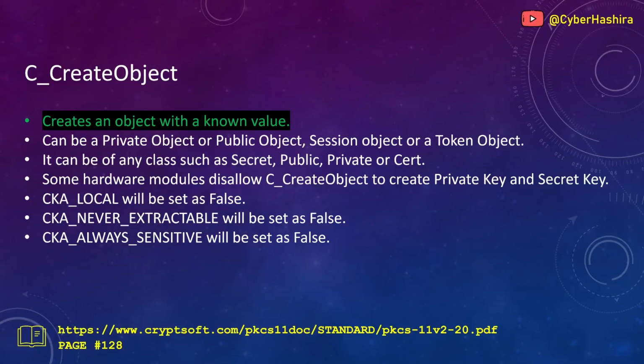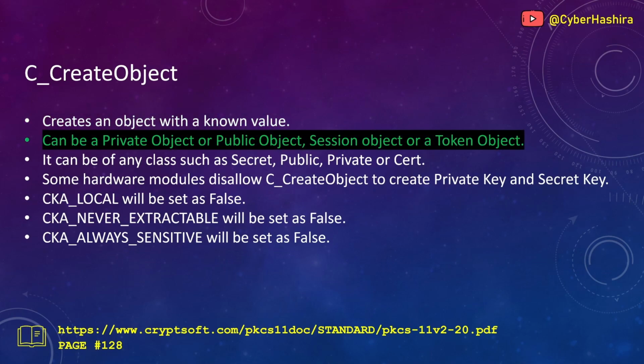The next function I'm going to talk about is called C_CreateObject. This function is used for creating an object with a known value instead of letting a cryptographic engine or a module generate it for you. For example, if you know the value of a secret key, then C_CreateObject can be used to create a secret key with that known value.